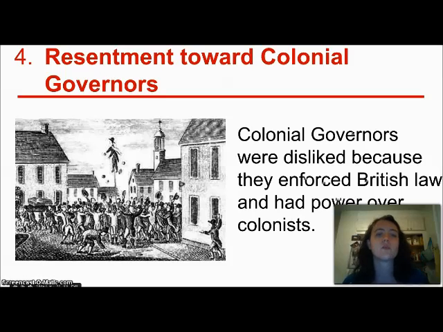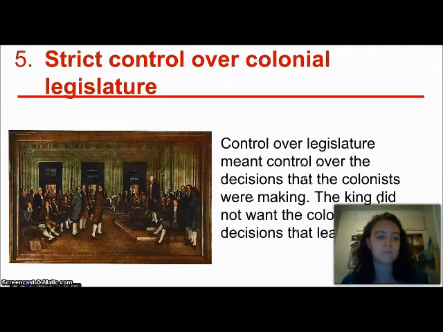The next one was resentment towards the colonial governor. The colonial governor was really disliked because his job was just to enforce the laws that the king and Parliament put out there for the colonies. They did not have the colonists' best interest at heart. They didn't care about whether or not the colonists were happy. Their job was to follow the king's orders. And so the colonists became more and more angry and resentful towards the colonial governors.